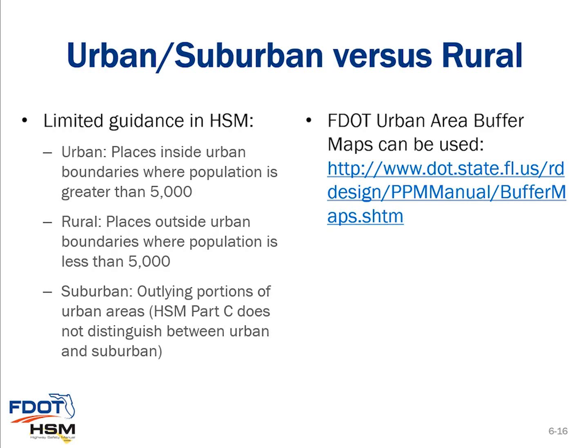What is often used is the FDOT urban area buffer maps, and these are available on the FDOT site. They show those areas, and the definition of suburban or transition areas is 1 mile beyond the urban boundary, and then you're into rural. So I often use this as good guidance when I'm trying to make that decision about whether I should use an urban or a rural type of analysis.